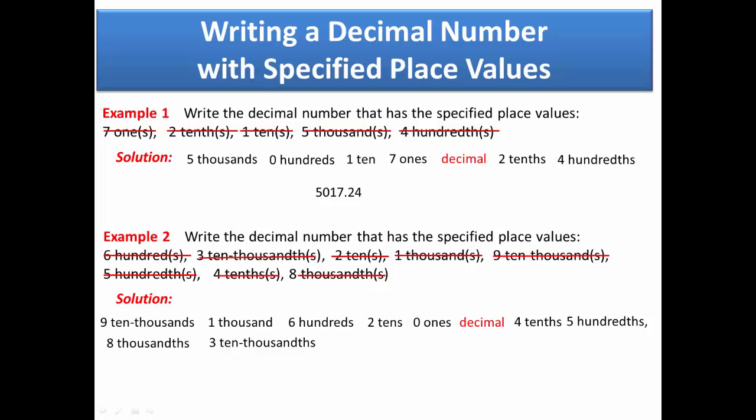Now we can write our number reading these numbers that we have listed here from left to right, giving us the number 91,620 and 4,583 10,000ths.